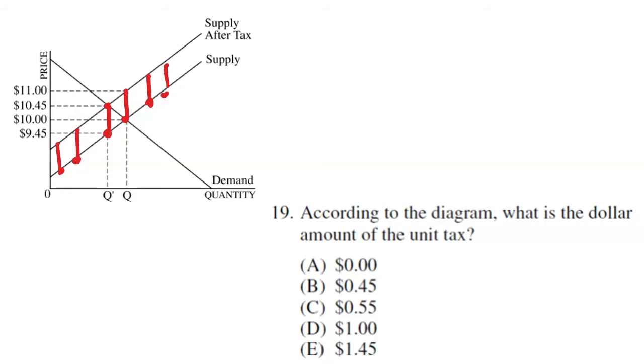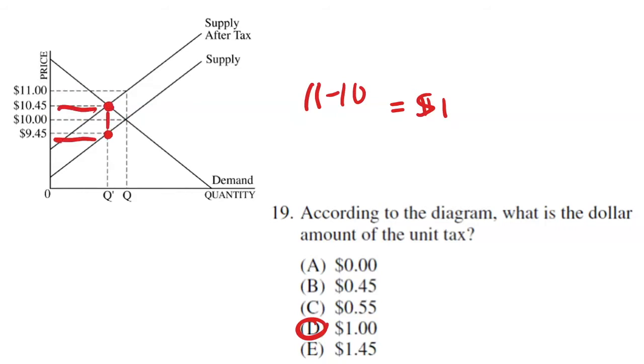We could look at this original equilibrium. Let's erase all these extra drawings that I did. So we could look at this original equilibrium, which we said was $10, and at this new supply curve it is 11. So 11 minus 10 equals $1. So the correct answer is D as in dog, $1. We could have also looked at the new equilibrium. We could have looked at 10.45, gone down to the original supply curve, and see it's 9.45. So that's still a dollar difference.